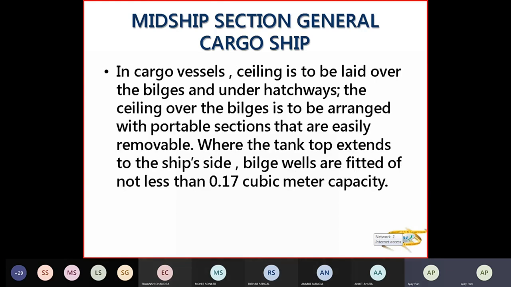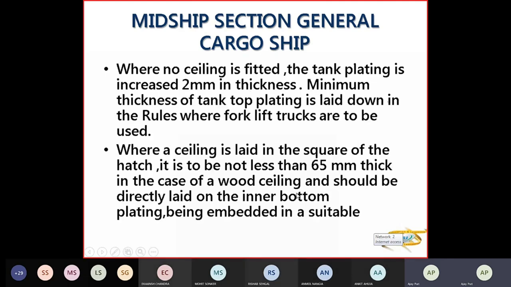Now in your cargo vessels, we have bilge ceiling laid over the bilges, and tank top ceiling, which is under the hatchways. So the ceiling of the bilges is to be arranged with portable sections which can be easily removed. Wherever your tank top extends to the ship side, the bilge well is fitted, of not less than 0.17 cubic meter capacity. That is for pumping out your cargo sweat, which accumulates in the bilges. So if you don't have any ceiling fitted, then the tank top plating has to be increased by 2 mm in thickness. And the minimum thickness of tank top plating is laid down in the rules so that your forklift trucks, which operate in the hatches, can be used easily there.